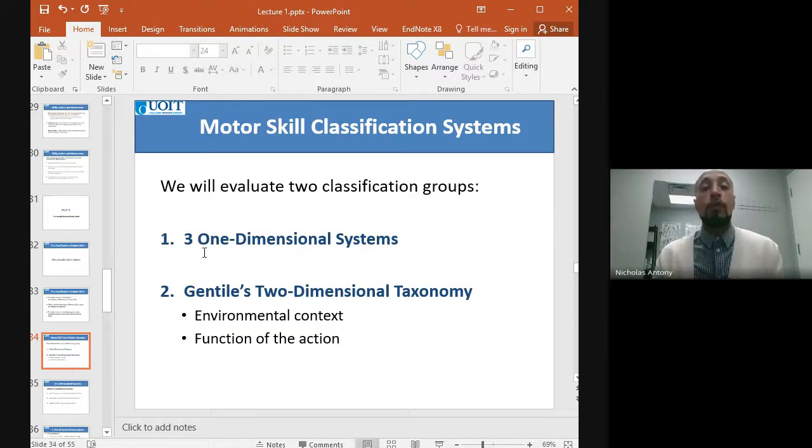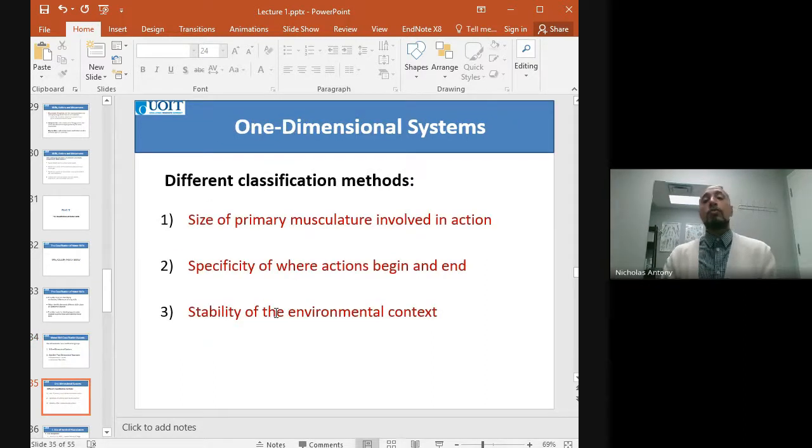So we're going to learn about the 3 one-dimensional systems that were created initially, and then we're going to talk about Gentile's 2-dimensional taxonomy at the end. So the initial one-dimensional systems that were developed to classify different skills is like either A or B. Started off really early in research, and the 3 main ones that were developed were the size of the musculature involved in the skill, the specificity of the beginning and end, and then the last one was the stability of the environmental context. And these 3 one-dimensional systems were mentioned in that video, but we're going to briefly discuss them now.